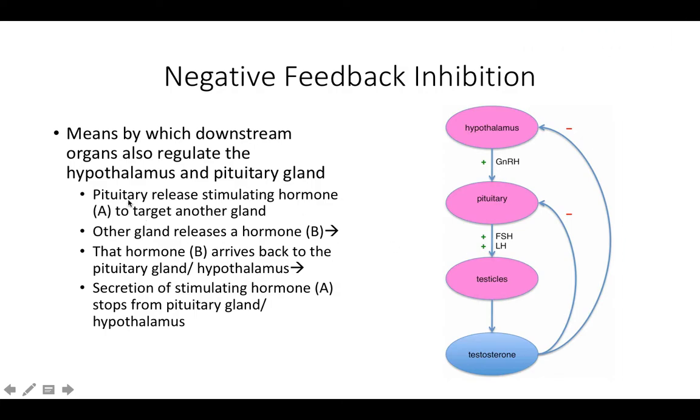Okay, so the pituitary releases some stimulating hormone. Let's just call it hormone A. In this case, it's A1 and A2. And then they're going to target some downstream gland, which will release hormone B, in this case testosterone. Hormone B travels back to the pituitary gland and also to the hypothalamus to stop the secretion of hormone A.